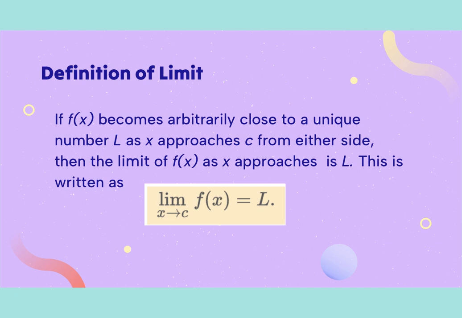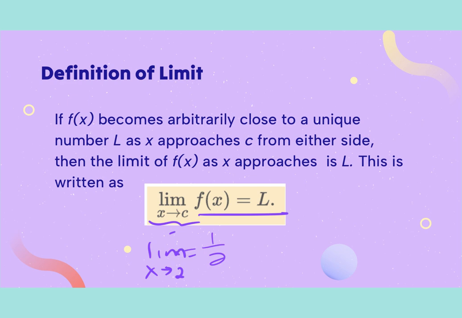So the notation you are familiar with, that's the good news. It says if f of x becomes arbitrarily close to a unique number L as x approaches c from either side, then the limit is written as: limit as x approaches c of f of x equals L. So we will give the value there. A lot of times it would just say the limit as x approaches 2 is 1/2. You're just giving the value as it's approaching it.